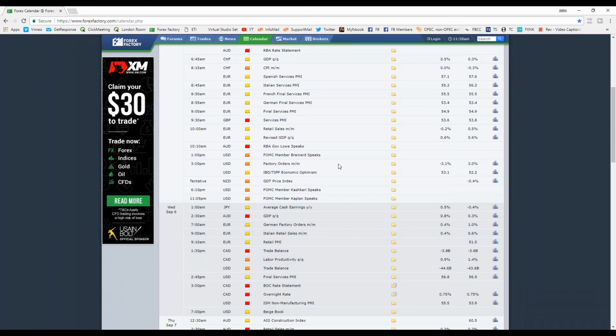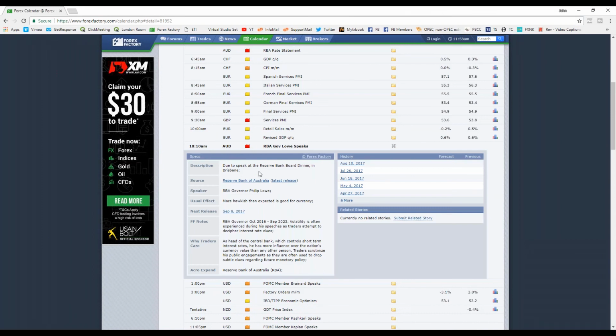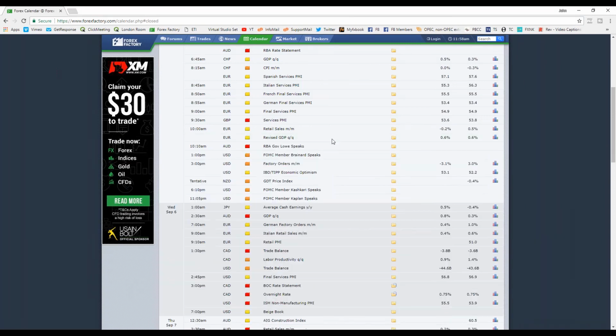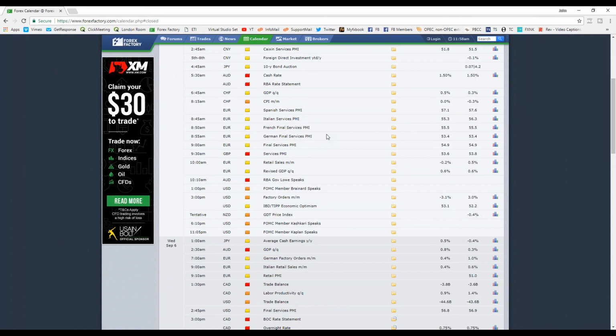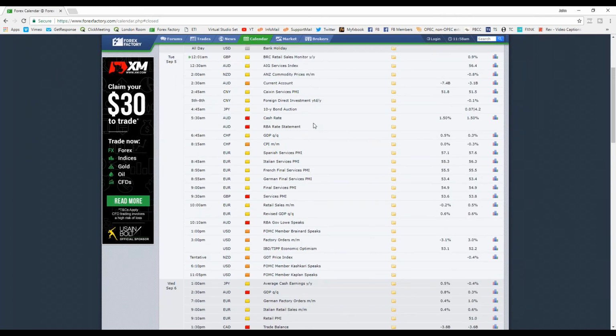Now, apart from that, we do have Governor Lowe speaking tomorrow at 10 AM as well. He's due to speak at the Reserve Bank board dinner, so I would imagine that this is going to be overshadowed by the RBA rate statement. It's hard to imagine that this is going to have any major effect tomorrow when we have the cash rate and the RBA statement at 5:30 in the morning. So we're not going to put anything down for that.